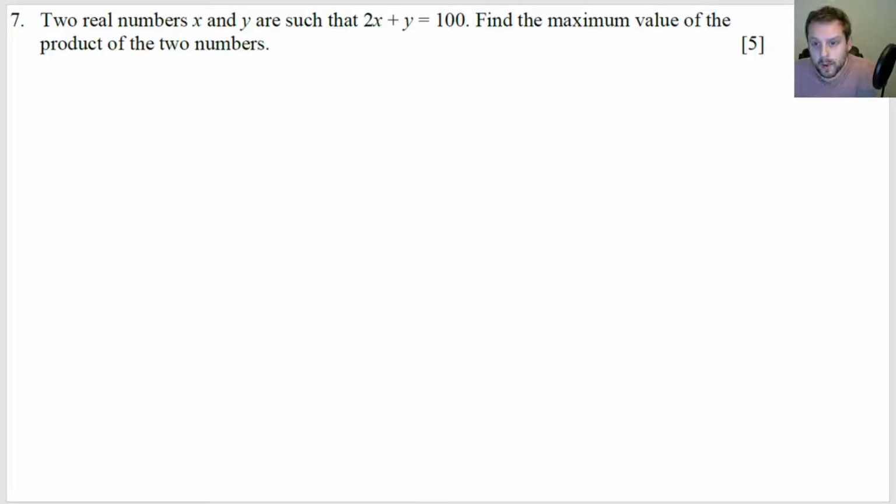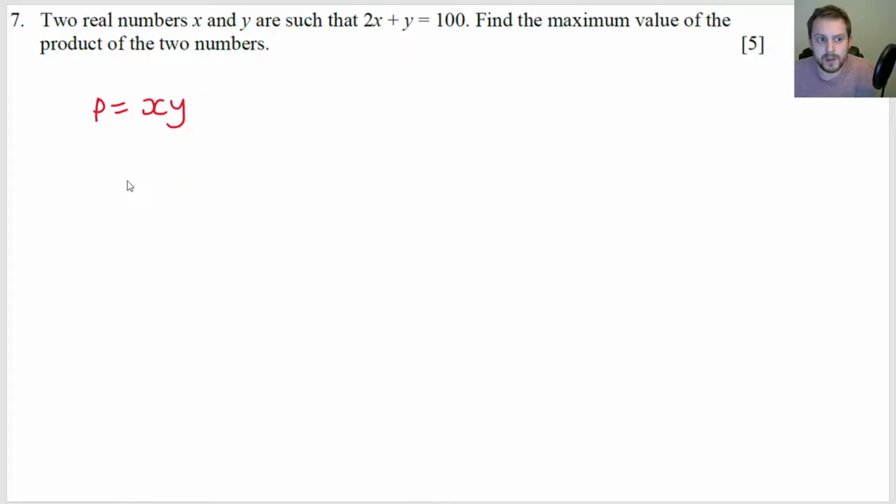And what are they? Well, they satisfy that 2x plus y is 100. And we want to know what the maximum value of the product of the two numbers is. So the thing I would naturally do here is say, look, we're wanting to maximize the product. So let's give the product a name. So P is obviously just xy.